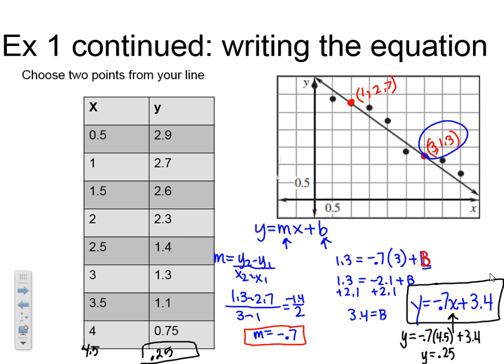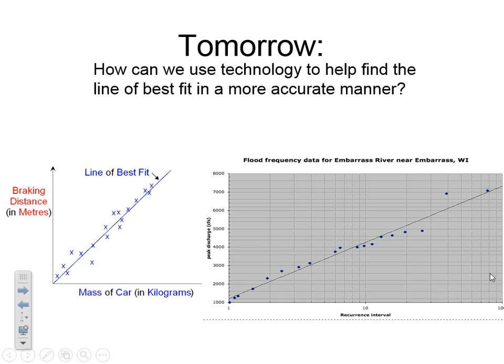So that's how we do it algebraically and by hand. But how do we find the actual best line of best fit? Well, tomorrow we're going to use technology to help us find the line of best fit that is accurate, that isn't exact. So be prepared to come to class tomorrow using a graphing calculator and not calculating it by hand, finding the actual value with the calculator.